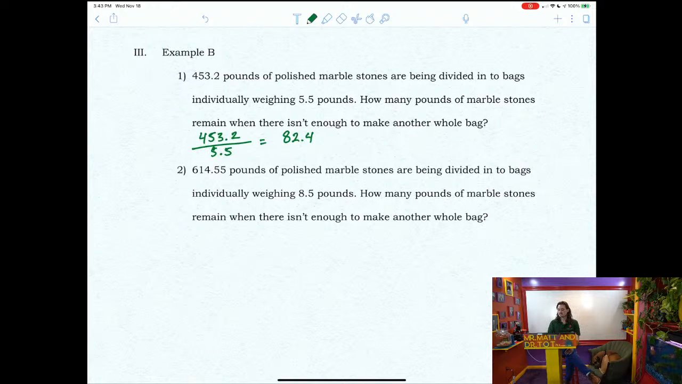For number 2, we have 614.55 pounds being divided into bags, each weighing 8.5 pounds. So take 614.55 and divide it by 8.5. And we're going to get 72.3. Again, in the context of this question, the 72 really isn't relevant. That just represents 72 full bags that we can make. We're really interested in the 0.3 remainder. That represents 30% of another 8.5 pound bag.